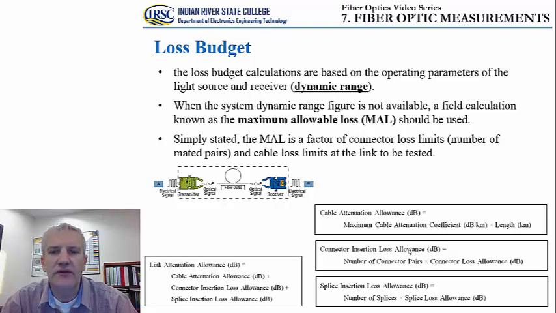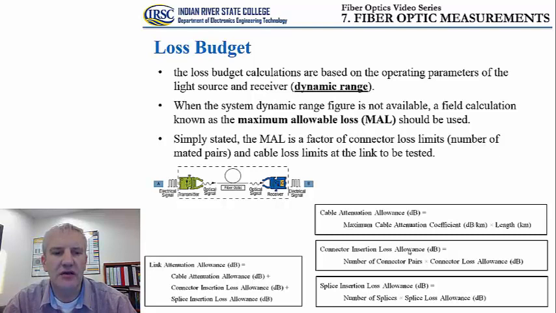We are talking about a quantity that takes into account all the losses that are present along the optical fiber. That would include the connector loss, the cable loss, and finally the splice loss. So maximum allowable loss is that reference guideline that would establish pass-fail criteria during the test.